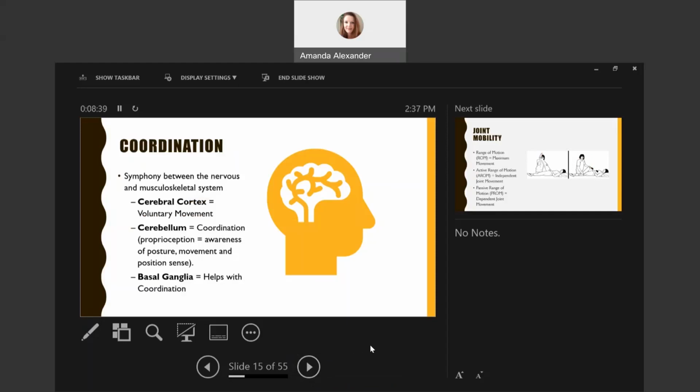Coordination comes through three different parts of the brain. So the symphony between the nervous system and the musculoskeletal system is coordinated through the cerebral cortex, the cerebellum, and the basal ganglia.